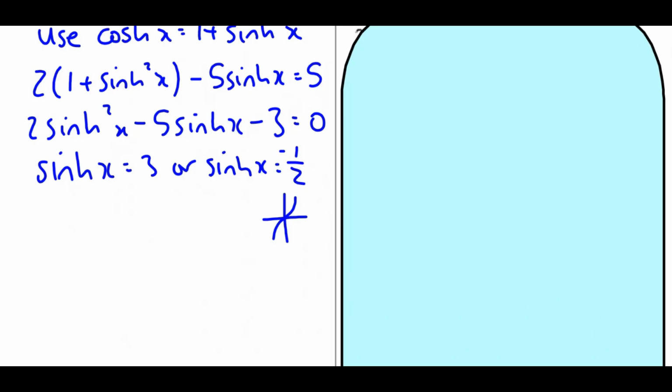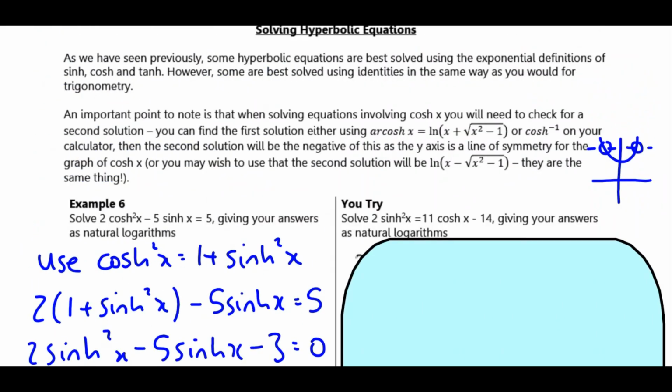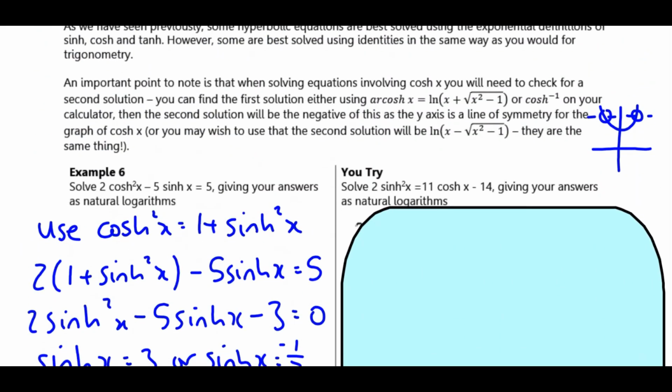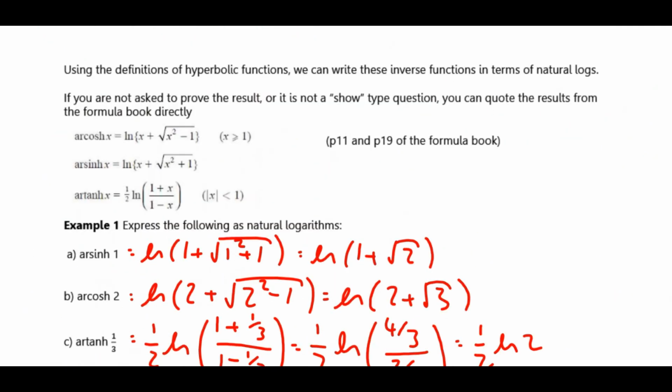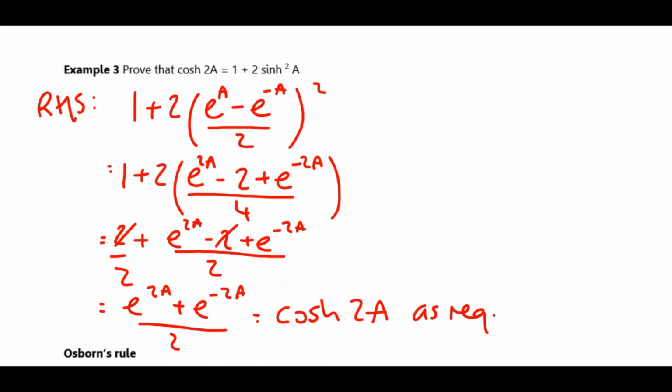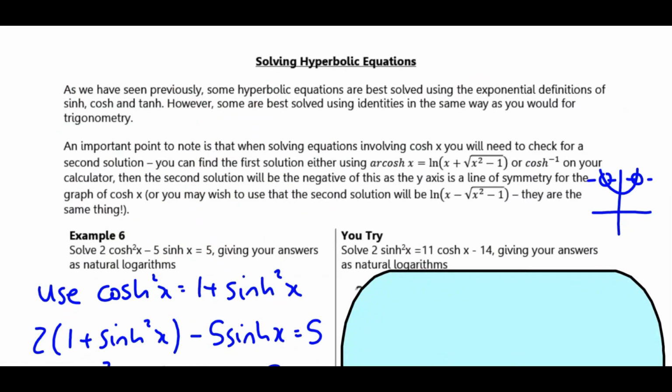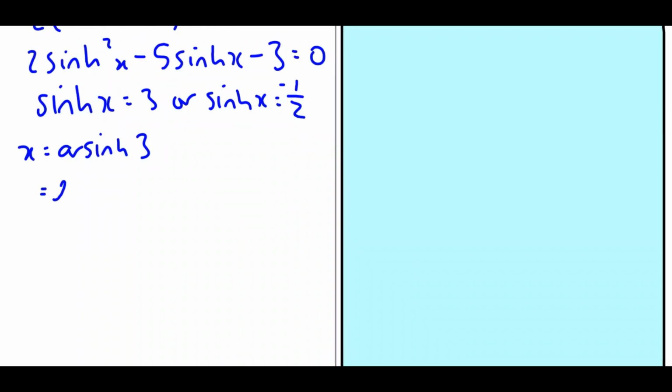Then using the definitions for arsinh, we can get arsinh of 3, and you get these on your formula sheet. So arsinh of 3, let's have a look what that is. So we get ln of 3 plus root 3 squared plus 1. Gives us ln of 3 plus root 10.